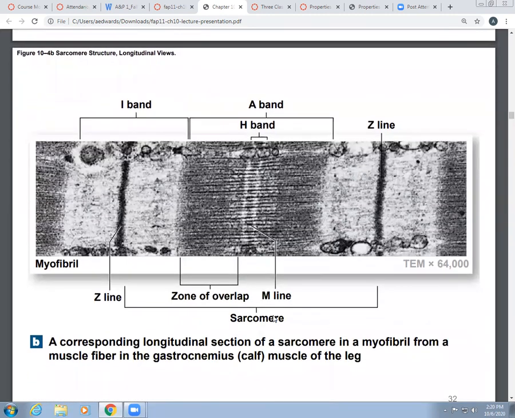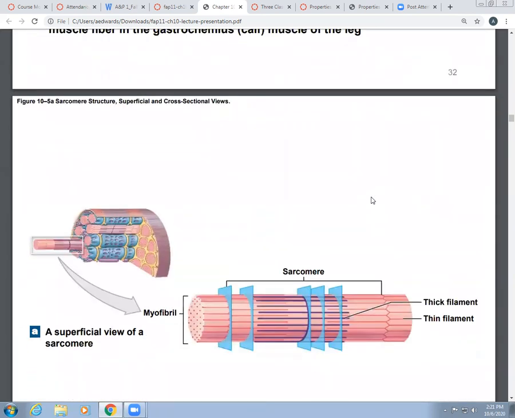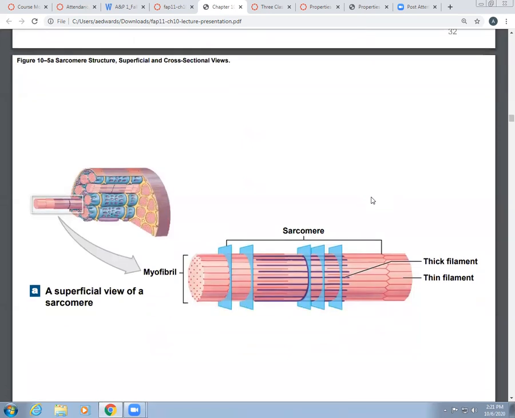Okay, here's a microscope slide of it. Here's your A band, your dark band, I band, your light band. Here's your Z line in the middle of the I band, M line in the middle of the A band. Space on either side of the M line is the H band. Okay, and Z line to Z line is a sarcomere. Okay, so superficial view. Again, you can see the outside of the sarcomere. You can see your thick and thin filaments. This is superficial.